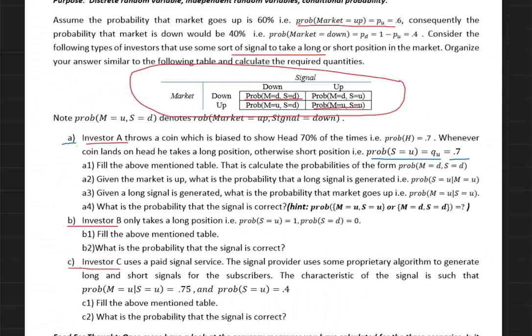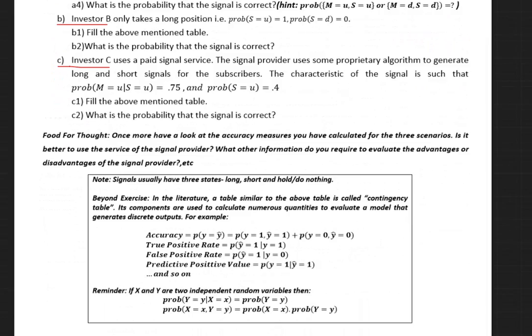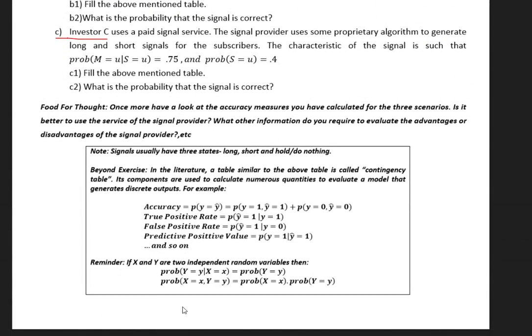Okay, now going to part A2. Given the market is up, what is the probability that a long signal is generated? That is, we are after this conditional probability. Here, we can go to this hint part and this reminder that if two events are independent, this relationship holds.